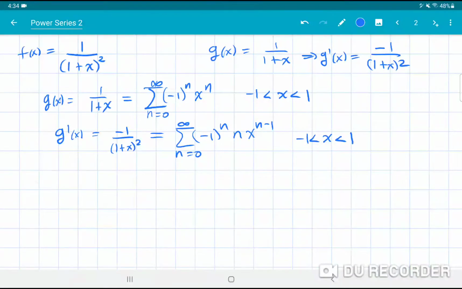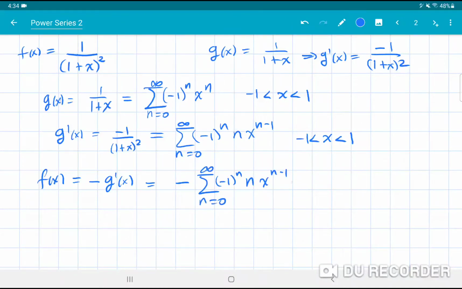So f of x, which is actually the negative of g prime of x, is the negative of all of that stuff, times n, x to the power of n minus 1, from 0 to infinity. So push the negative inside, and that increases the power of n here. That gives you negative 1 to the power of n plus 1 times n times x to the power of n minus 1, from 0 to infinity, for minus 1 less than x less than 1.